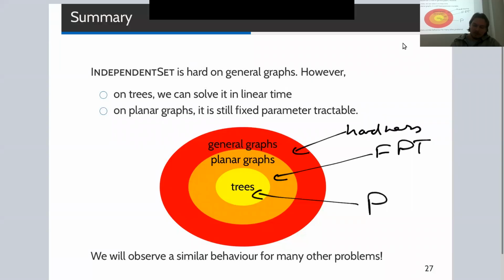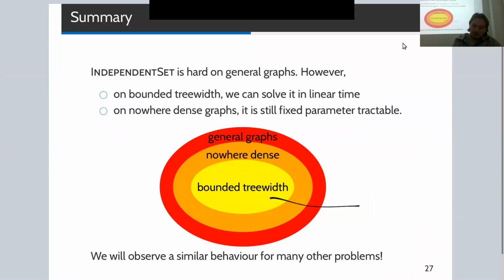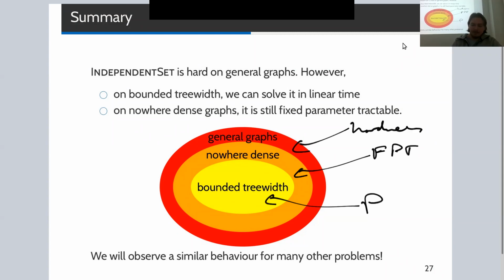The picture looks like this. For tree width, we have polynomial time. For lower dense graph classes, we will have FPT time. And in general, we would have hardness on general graphs. So in the following lectures, I will introduce this notion of lower denseness at some point.